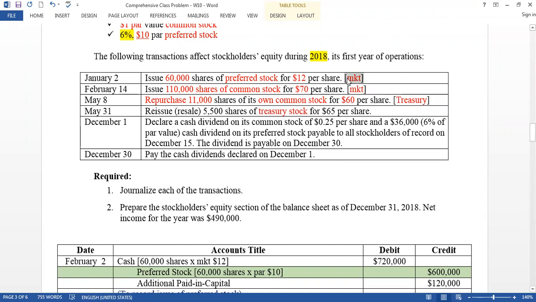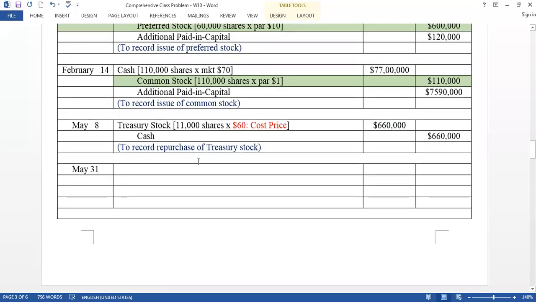So when they bought it, can you remember? Their cost price was $60, right? But when they sell it, they are going to receive $65. So is it their gain or loss? It is their gain, right? Treasury stock increase is a debit.